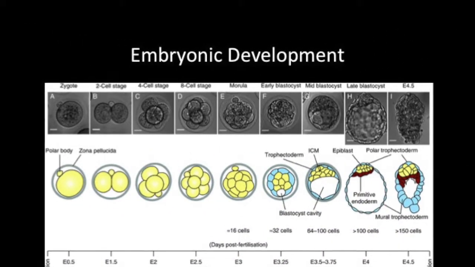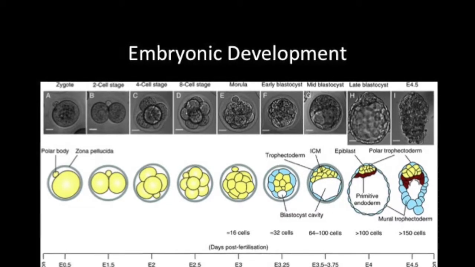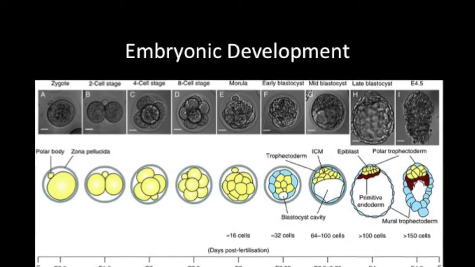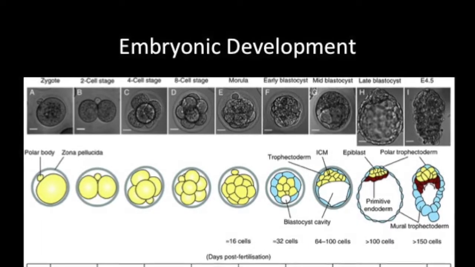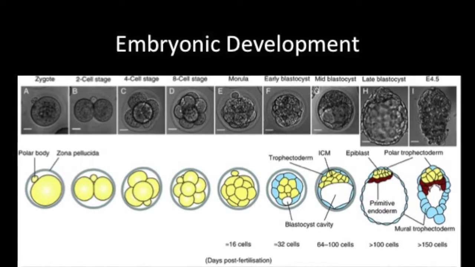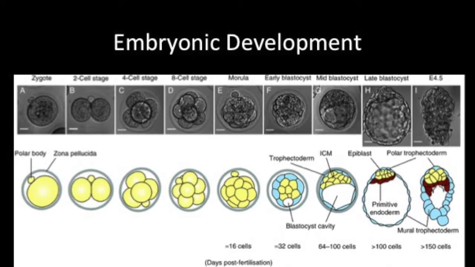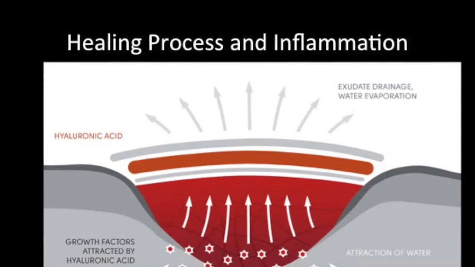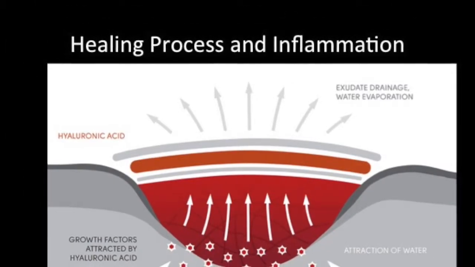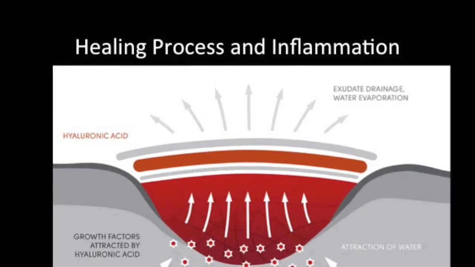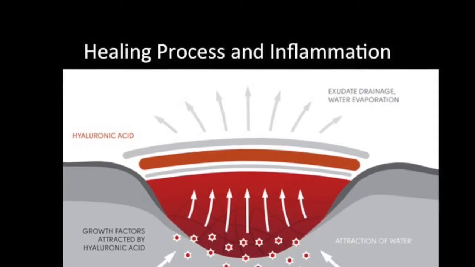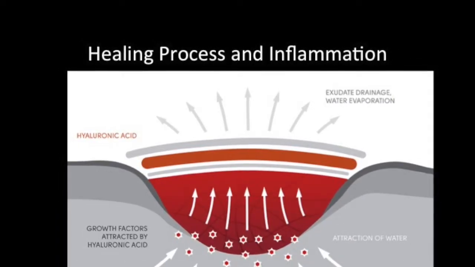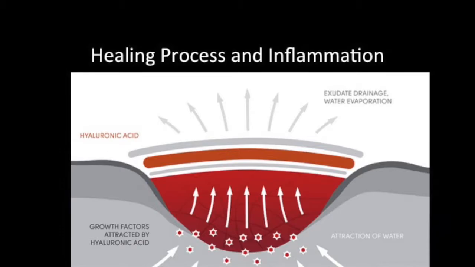Data suggests that hyaluronic acid production by cumulus cells during maturation is essential not only for cumulus cell expansion, but also for oocyte maturation and further embryo development. It has also been proven that hyaluronic acid modulates, through specific hyaluronic acid receptors, inflammation, cellular migration, and angiogenesis, which are the main phases of wound healing.